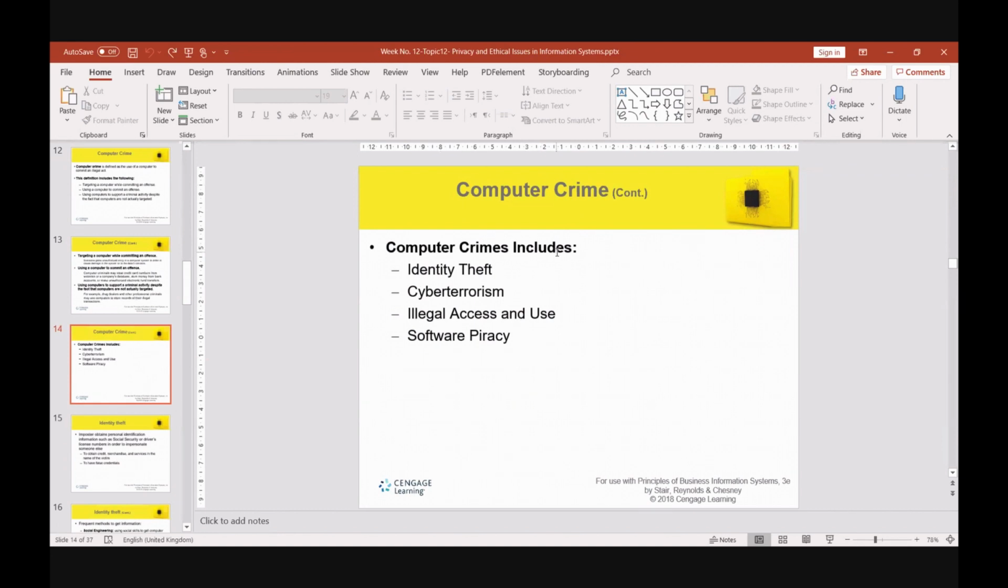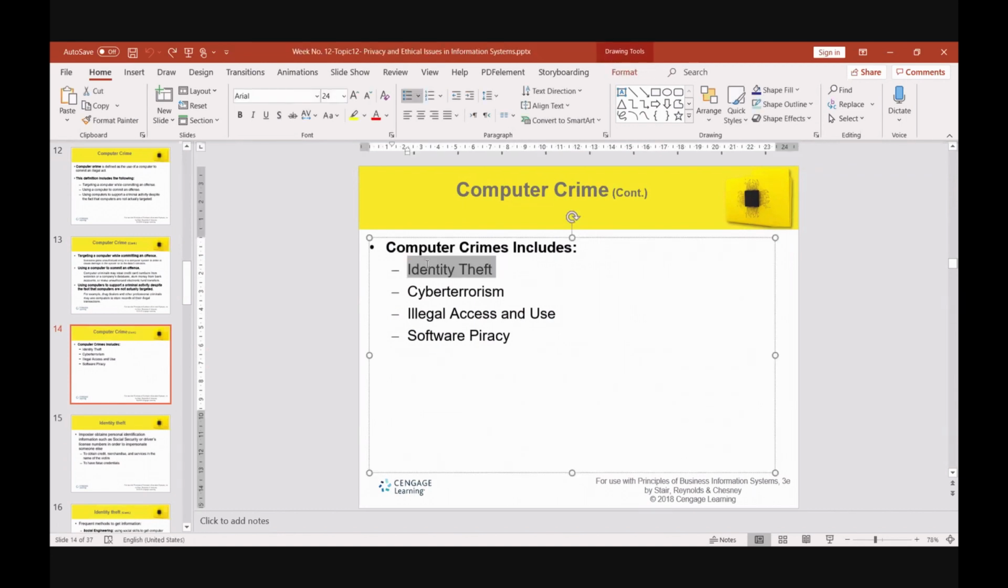So computer crimes also include identity theft, cyber terrorism, illegal access and use, and software piracy.